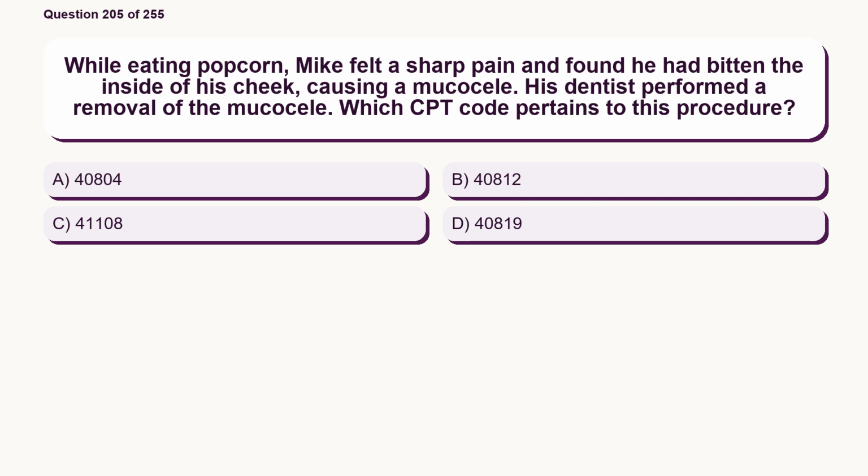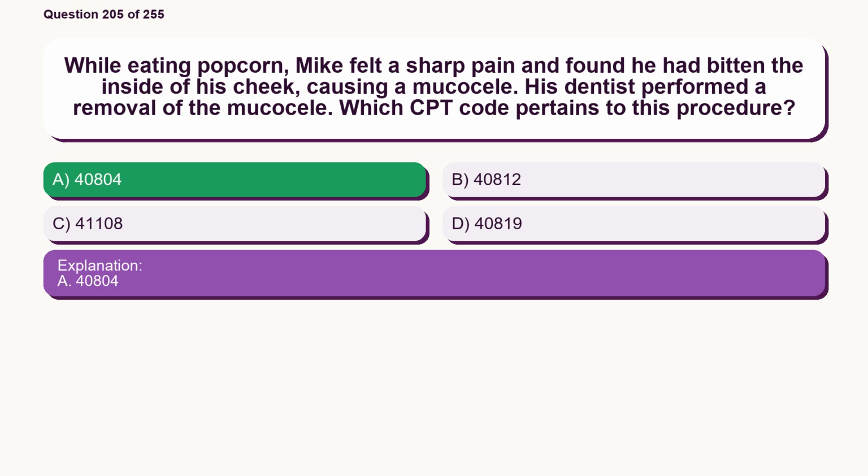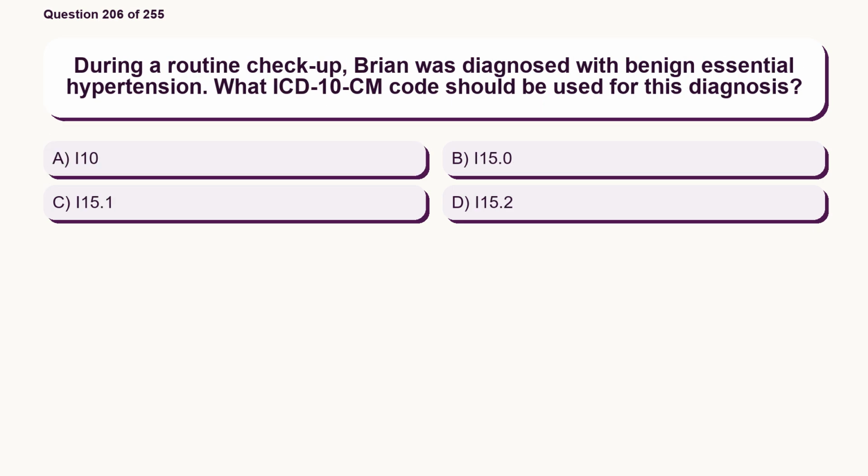Which CPT code pertains to this procedure? Option A, 40,804. Option B, 40,812. Option C, 41,108. Option D, 40,819. The correct answer is option A, 40,804. Question 206.